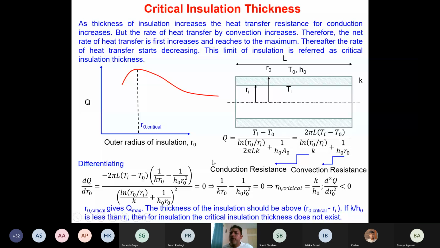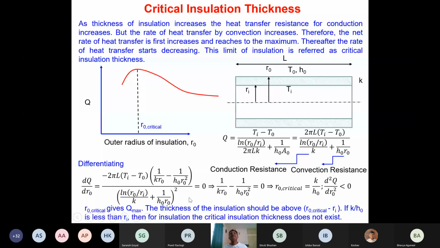One more point to note down here is, in some cases, remember the questions are generally given like they will be giving you the heat transfer coefficient and the thermal conductivity, and one has to calculate the critical insulation radius. So here K by H naught we can calculate directly, but sometimes K by H naught comes out to be lower than Ri. So in such cases of insulation, critical insulation thickness does not exist. That is what it means.